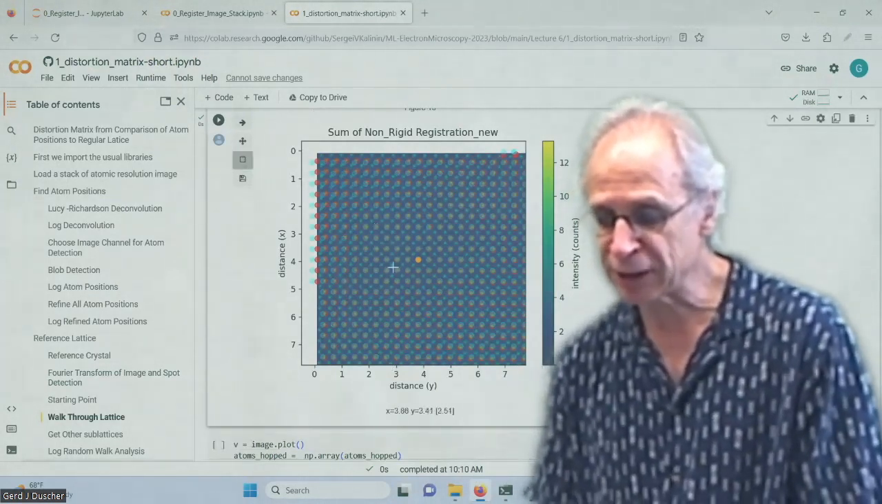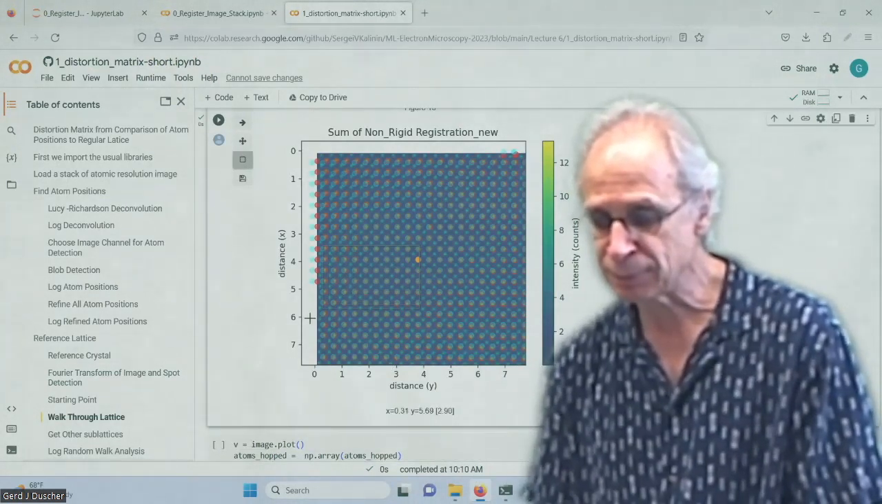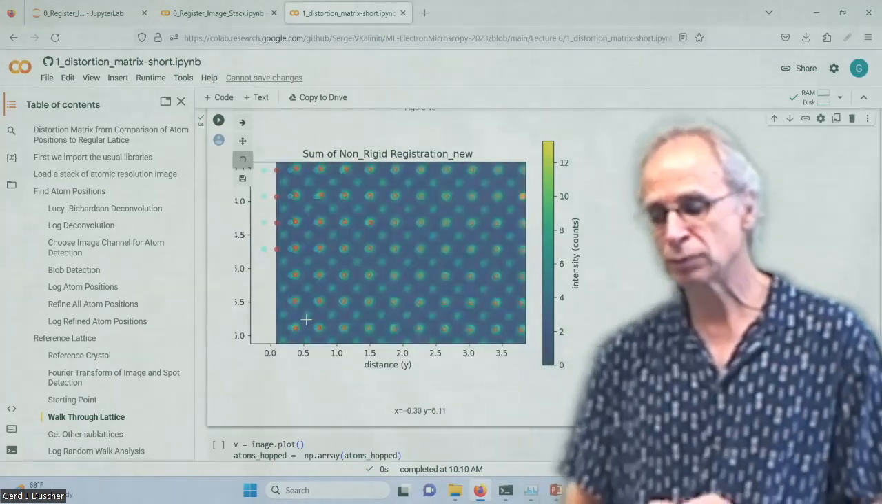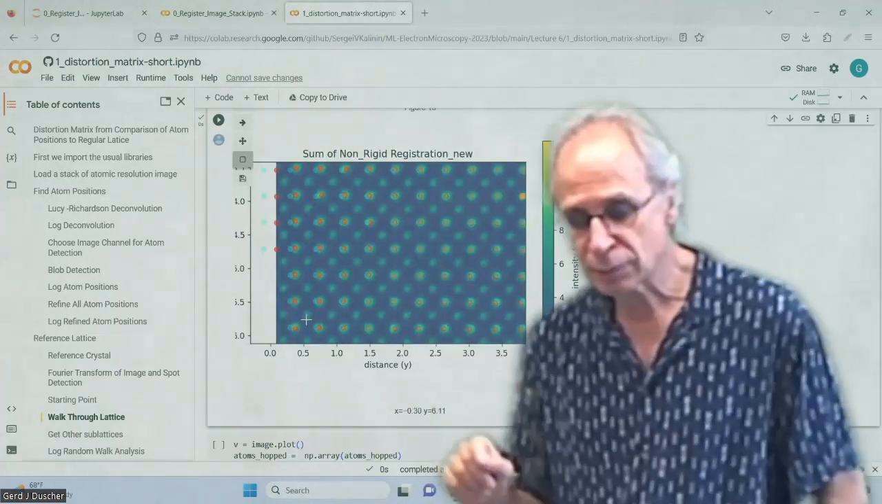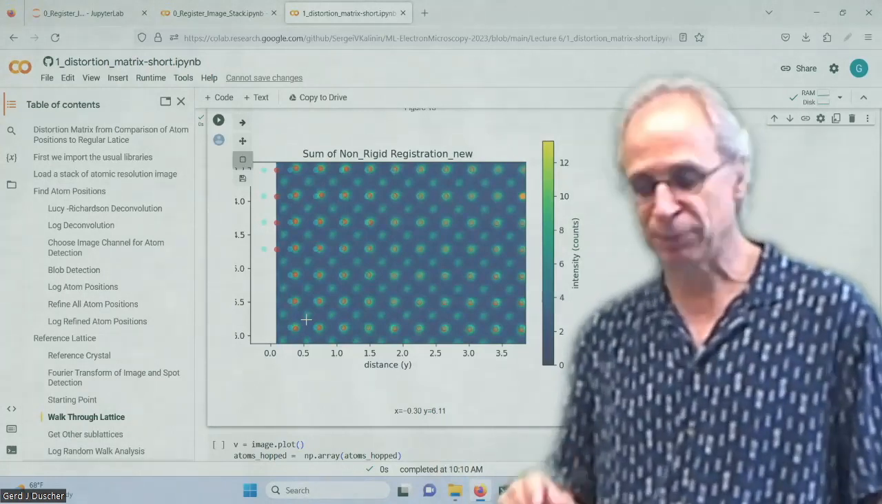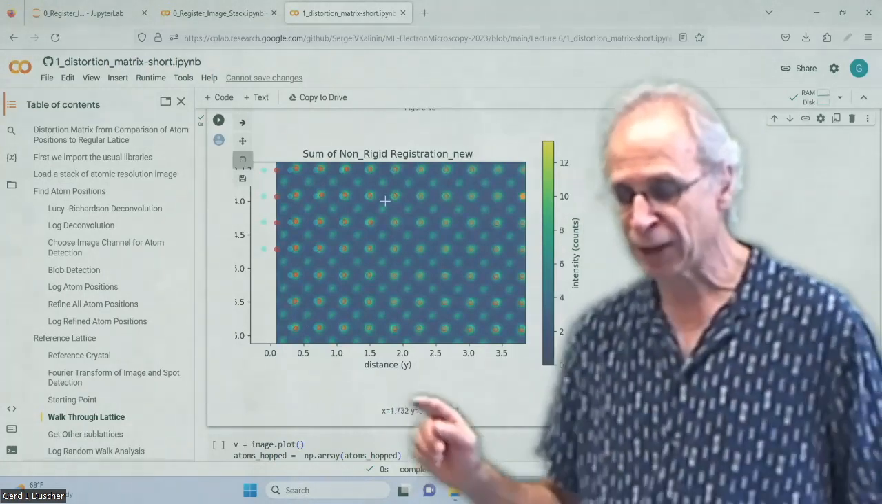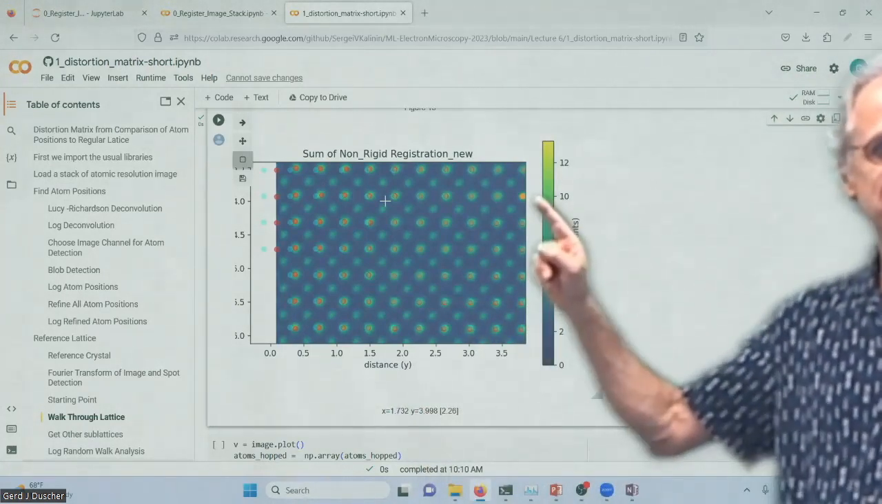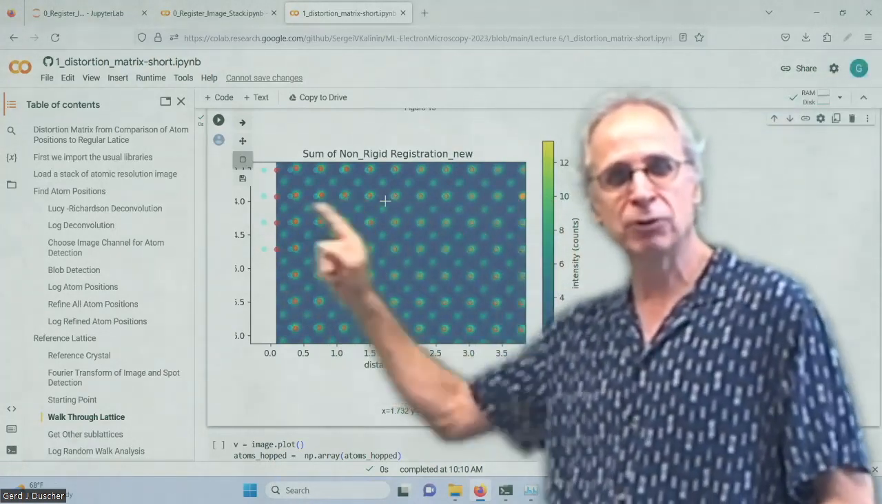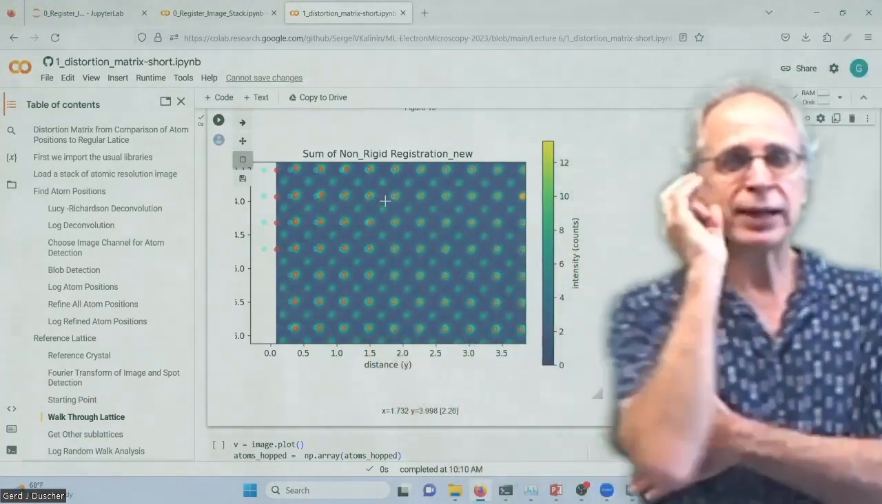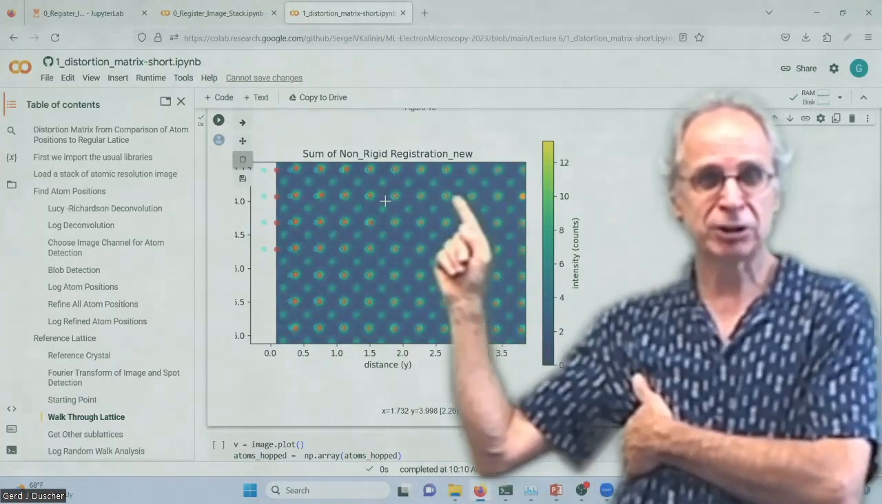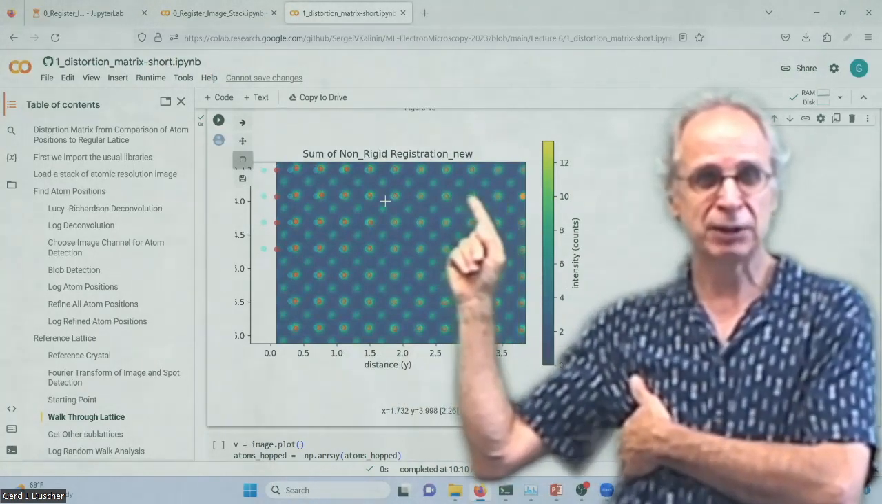I jump to the next atom. Now, blue was maybe not the best one to determine. So I start up here and then jump over here. But I also know where the ideal position should be, right? Because this is the nearest one. So I jump over here, find the next nearest neighbor.